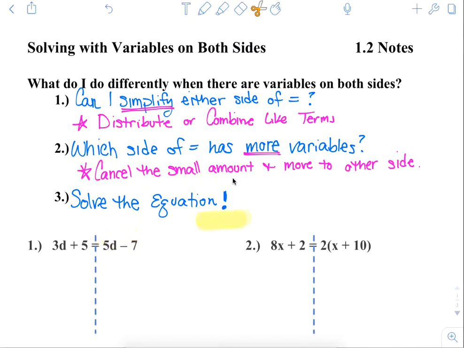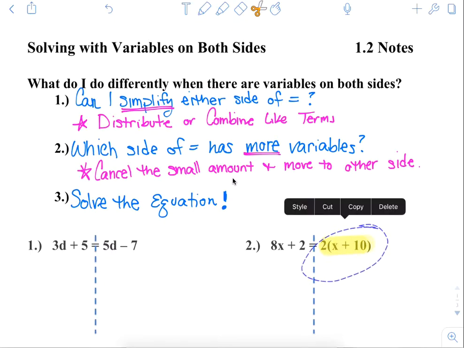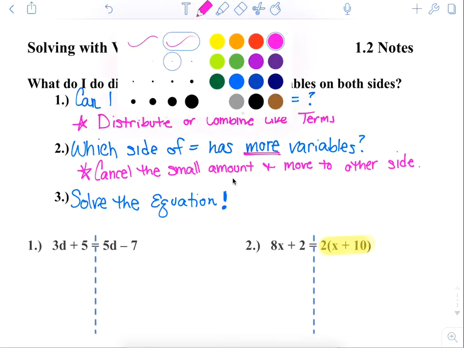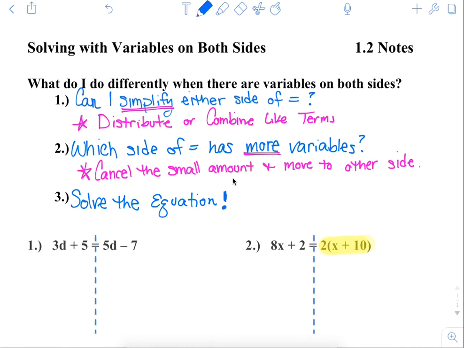Okay, but on problem 2, when I see this set of parentheses, that means there's something that I'm going to need to do first. So on that problem, I would need to distribute that as my step 1. 2 times x would make 2x. 2 times 10 would make 20. That is what step 1 will look like. It's us looking for anything we can distribute or combine before we get into moving stuff.